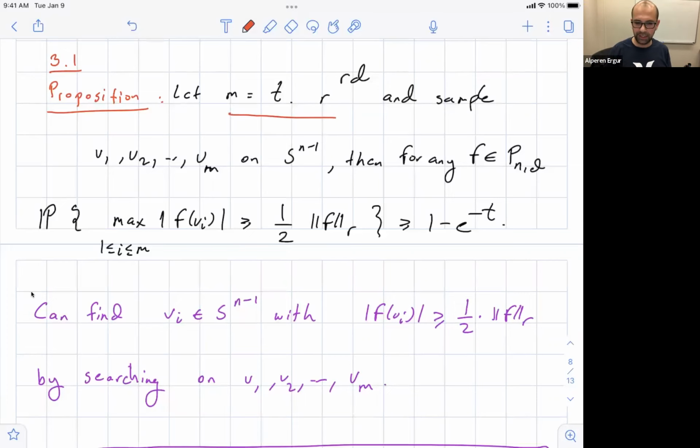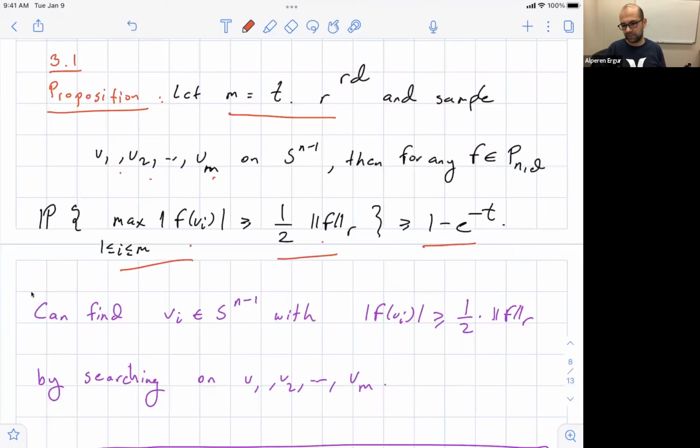If you sample this many, then you search over all of them and look for the maximum one. It's going to be bigger than what you want with probability this. And you can check it by computing this LR norm and pointwise evaluations. If it is not satisfying what you want, sample again. All I'm trying to say here is this threshold, R to the RD, is the correct threshold to make it work with high probability.